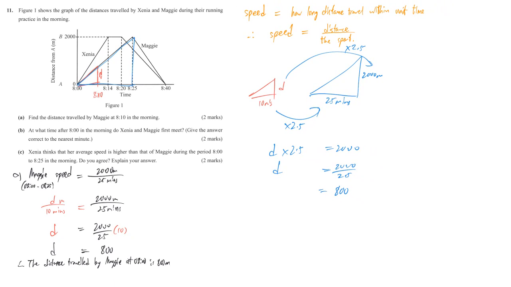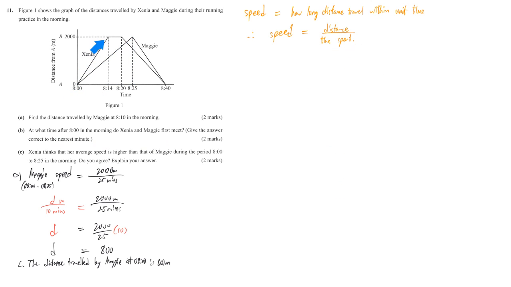So afterward, in part B, they are asking what time after 8 o'clock do Senior and Maggie first meet. You trace the two lines and you'll find that they first meet at this point, and we are asking for the time span. So from 8 o'clock until here, this is our target.